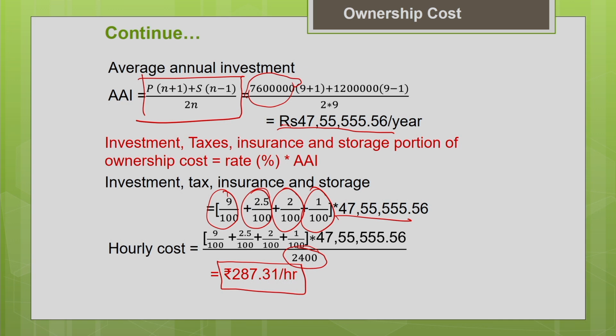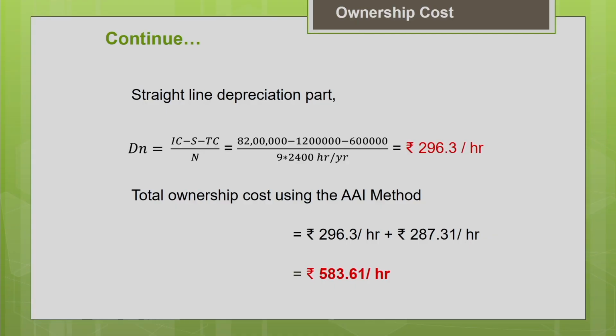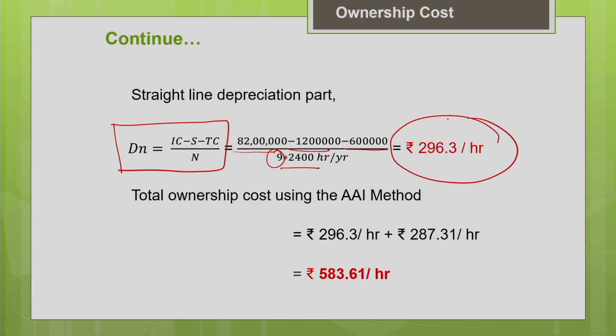Now, we are yet to determine the depreciation cost, which is also an important component of the ownership cost. So, for depreciation, we are going to follow the straight line method, as it was asked in this problem. You know how to find the straight line depreciation. It is initial cost minus salvage value minus your tire cost, divided by the number of years. The initial cost is 82 lakh, salvage value 12 lakh and tire cost is 6 lakh, divided by number of years, which is 9, and you divide it by the 2400 hours, so that you can get the hourly cost of depreciation directly.